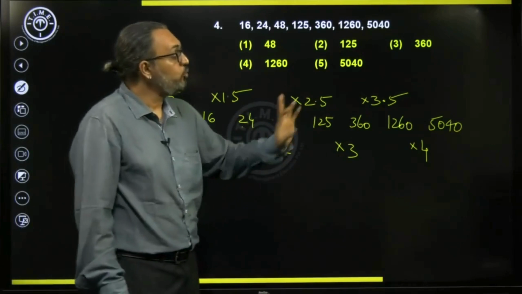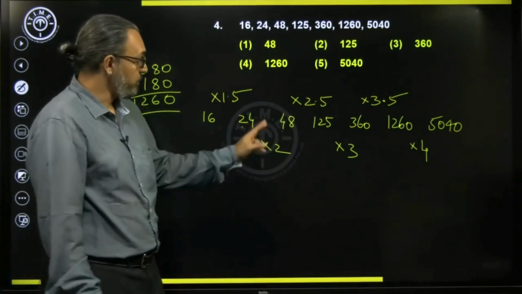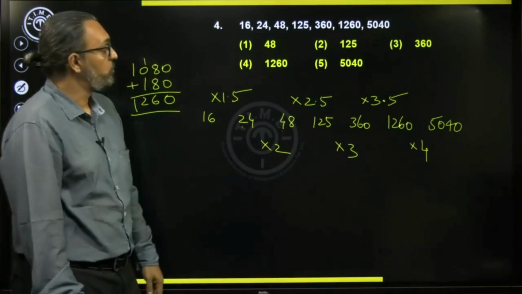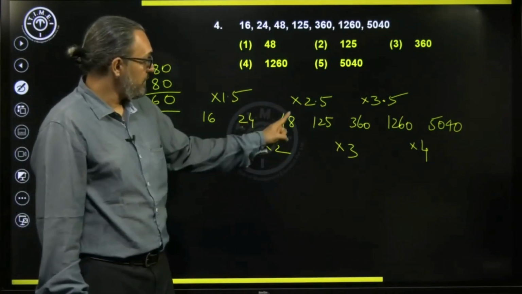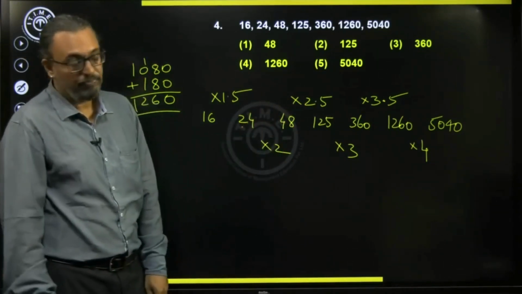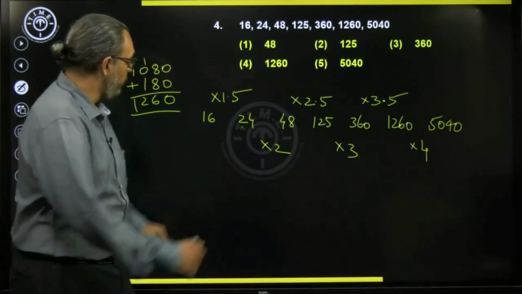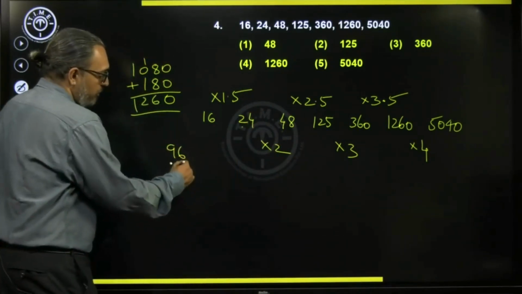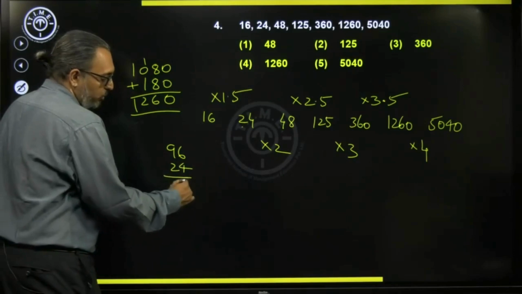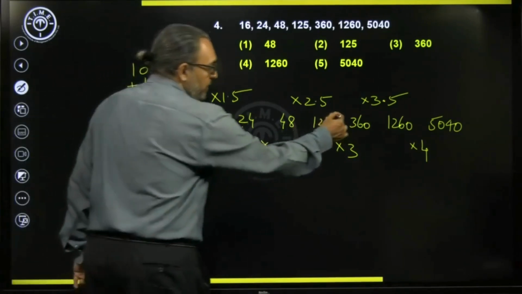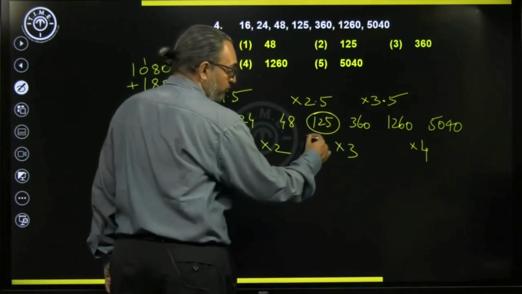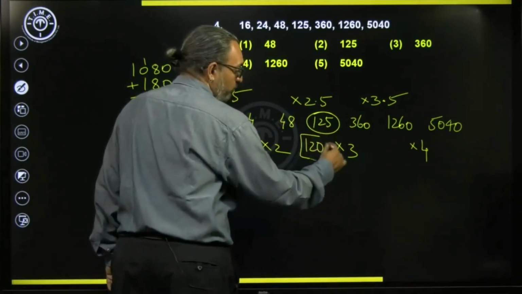Now 48 into 2.5, however, if I check now 48 into 2, how much you are going to get? It is 80 and 16, 96. Then half of 48 is 24. So 96 and 24, when I add, I am going to get 120. So the number we have is 125. Actually, it should have been 120.